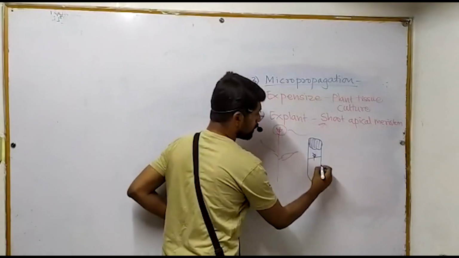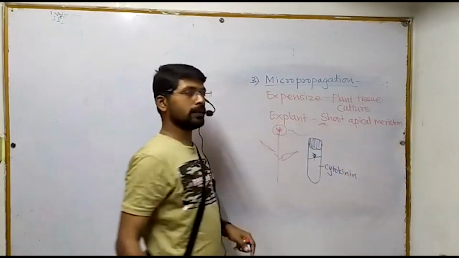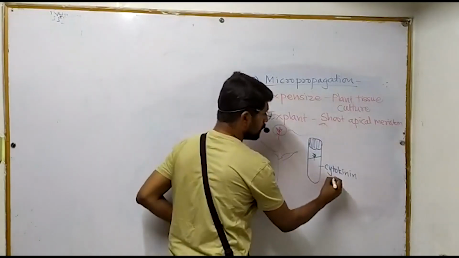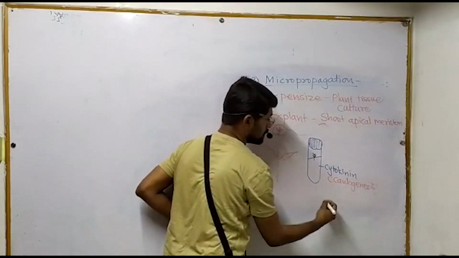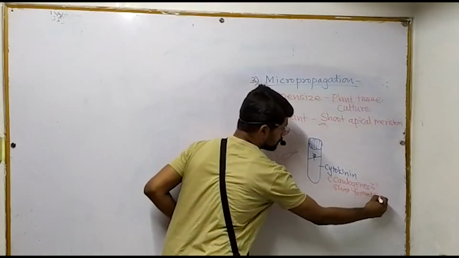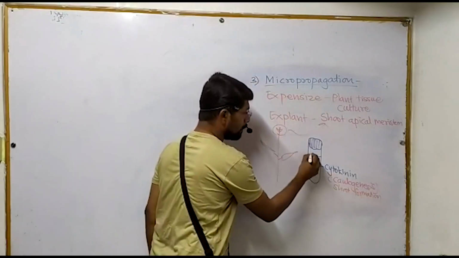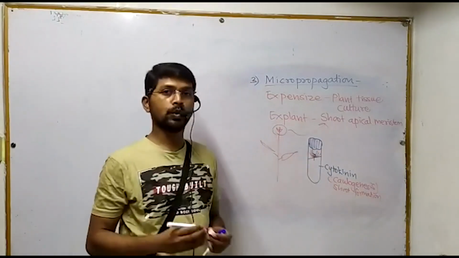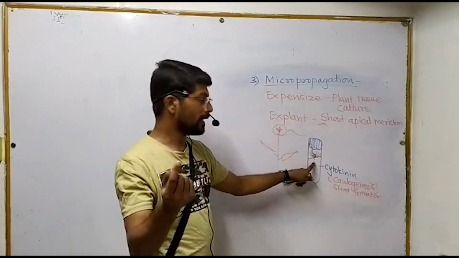Again, this is supplied with cytokinin. Now, cytokinin is a phytohormone. It is a plant growth promoter, which has a role called caulogenesis. Caulogenesis is nothing but shoot formation. Due to the presence of cytokinin in the nutrient medium, this shoot apical meristem is able to produce a number of shoot pieces, a number of buds, from a single shoot apical meristem.